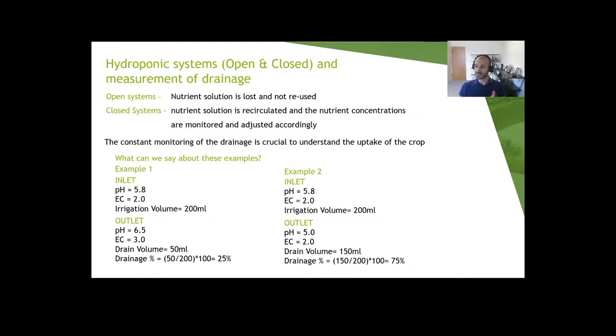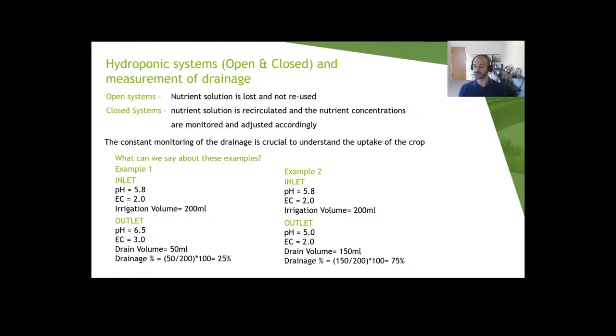EC is stable, so the concentration is actually good, but I can't really say anything. But probably, if the EC in the outlet is reducing, it means that maybe I'm washing away the nutrients, so the concentration inside is not that high, which could be a problem.